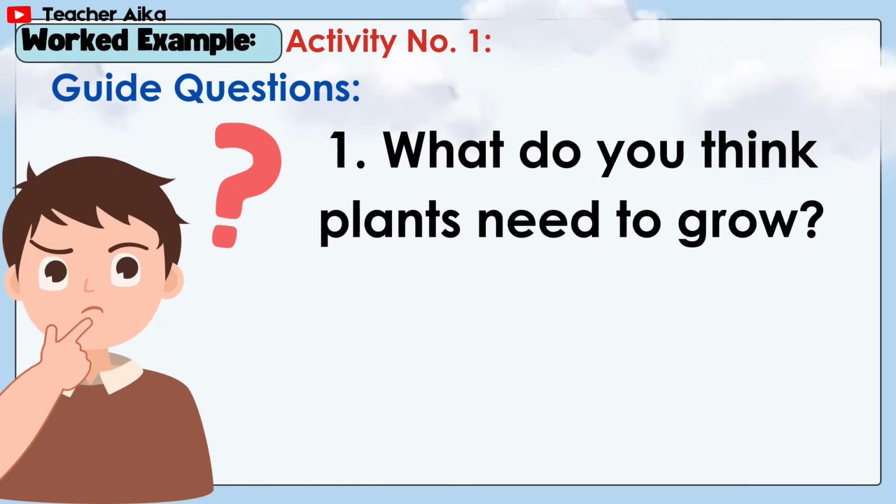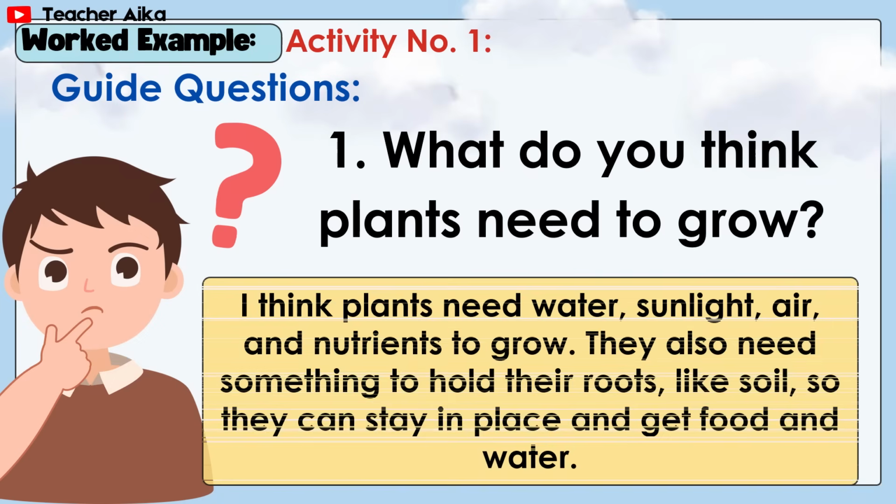Guide questions. What do you think plants need to grow? Answer. I think plants need water, sunlight, air, and nutrients to grow. They also need something to hold their roots, like soil, so they can stay in place and get food and water.